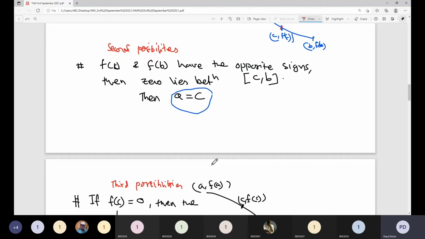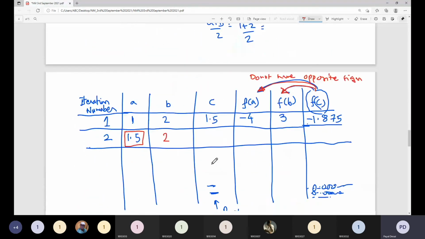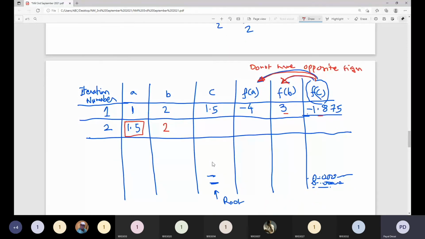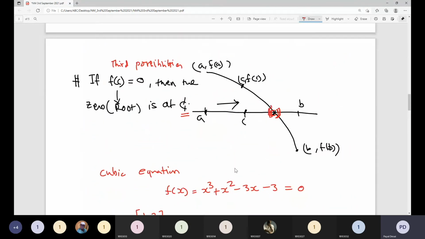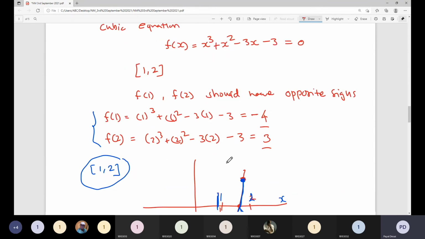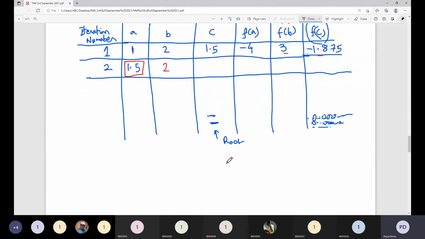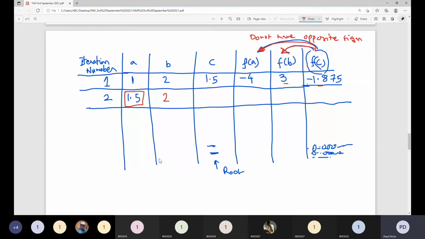Then check the second possibility, that I compare FA, FC and FB. Okay, this is opposite sign. According to this graph's geometrical interpretation, if FB and FC have opposite sign, that means you are squeezing the value of A towards C. That is, A becomes C, and that's exactly what we have chosen. So next time, your A value becomes the C value. Now check the value of C and evaluate the next interval.